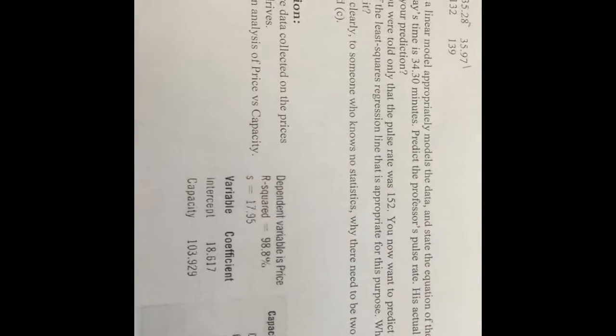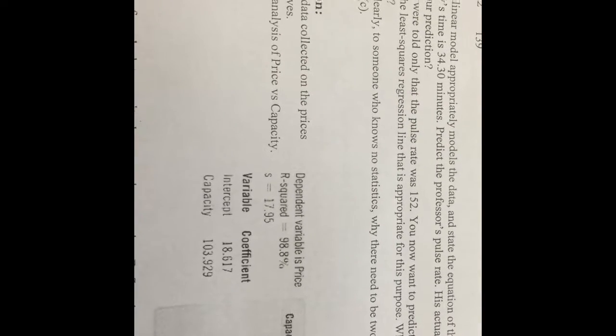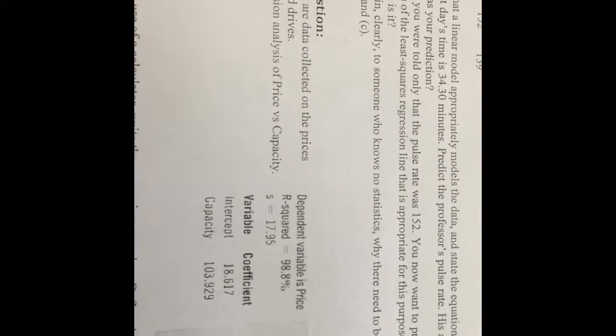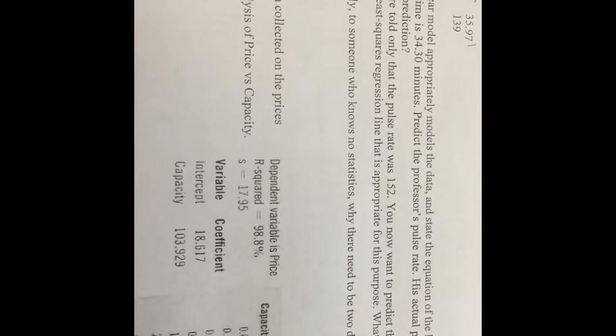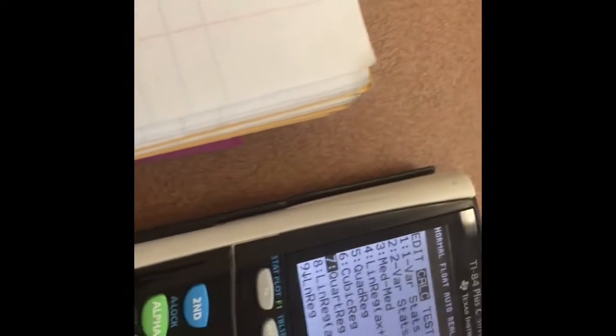For C, suppose you were told the pulse rate was 152. You want to predict the swimming time. Find the equation of the least squares regression line that is appropriate for this purpose. What is your prediction and how accurate is it? So, we're going to go back into the calculator. We're going to hit Stat, go to Calc, go to number 8.